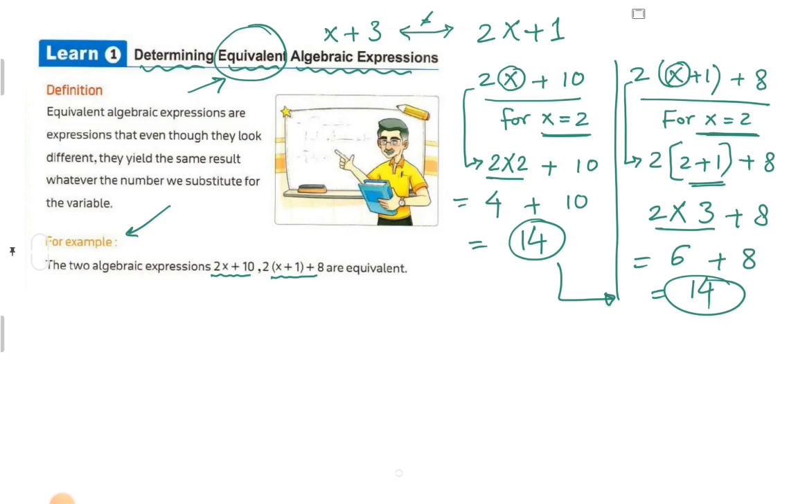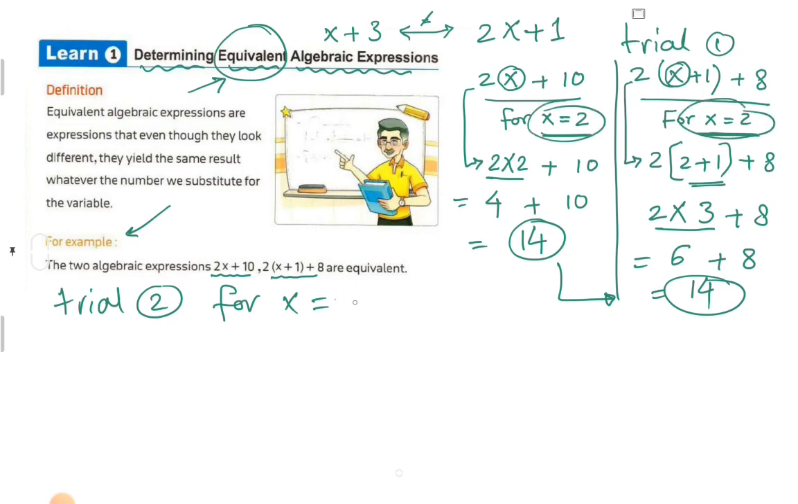But one trial, this is called trial number 1. It's not enough. You have to make trial number 2. For x equal what? Any other number. We first take x equal 2. Now we may take x equal 3 or any other number.